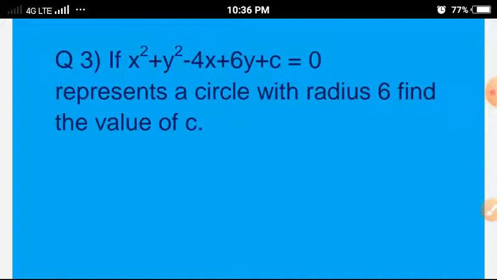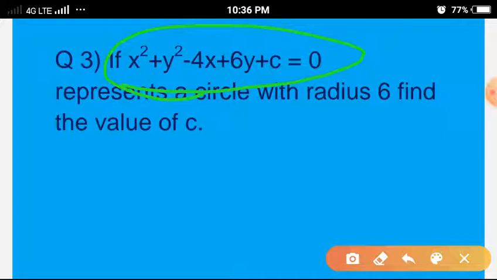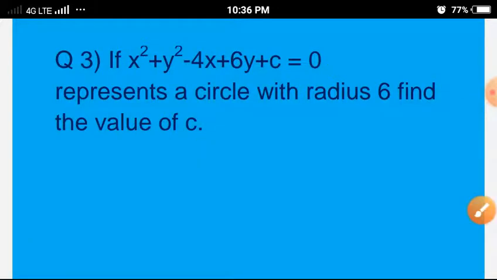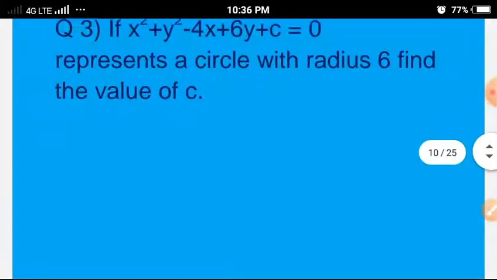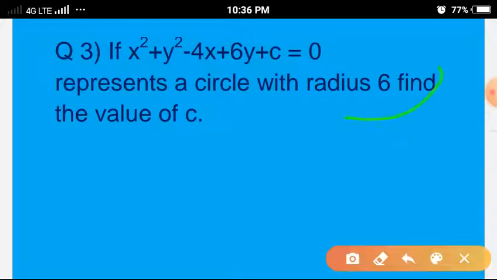If x square plus y square minus 4x plus 6y plus c is equal to 0 represents a circle with the radius 6, find the value of c. Here the given circle equation is x square plus y square minus 4x plus 6y plus c is equal to 0. Already we have the radius is 6. Then we have to find the value of c. For this we have to use the radius formula. Why? Because in the problem we have radius is 6.